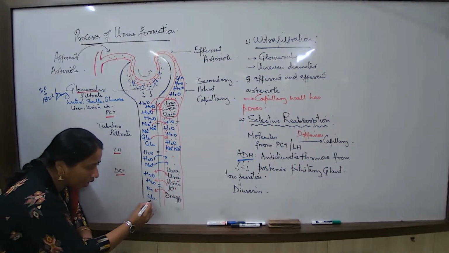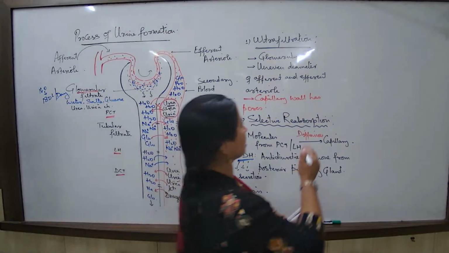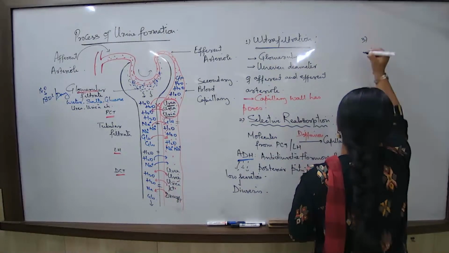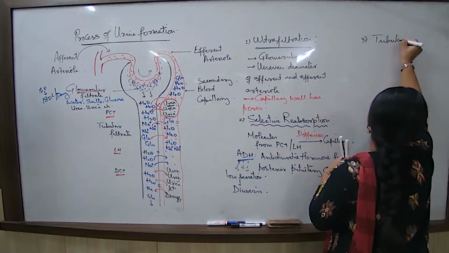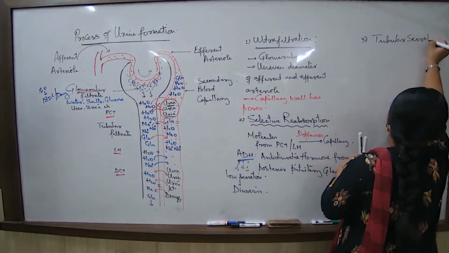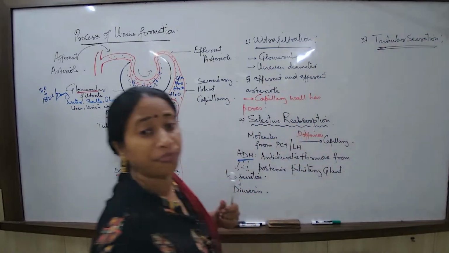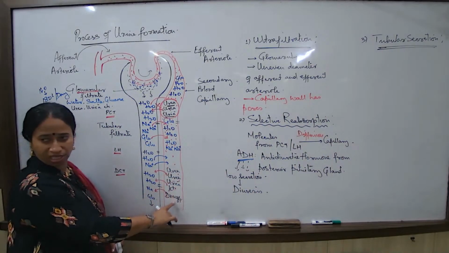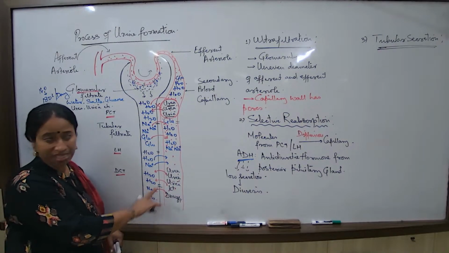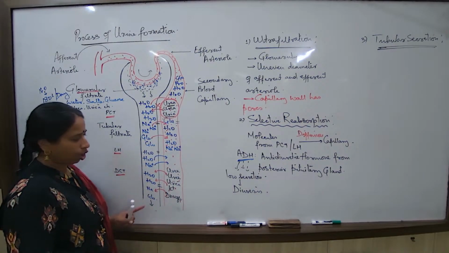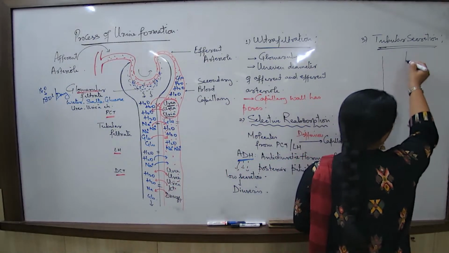So ultimately now in the DCT, what is the situation? What is the third step that is happening in the DCT? The third step is known as tubular secretion. What is the definition of tubular secretion? The definition of tubular secretion is diffusion of harmful toxic substances from the blood capillary towards the DCT. This is tubular secretion.